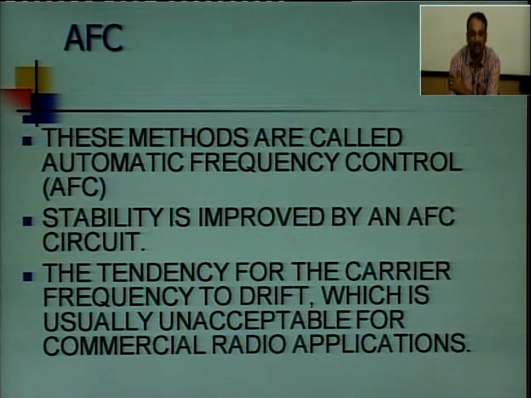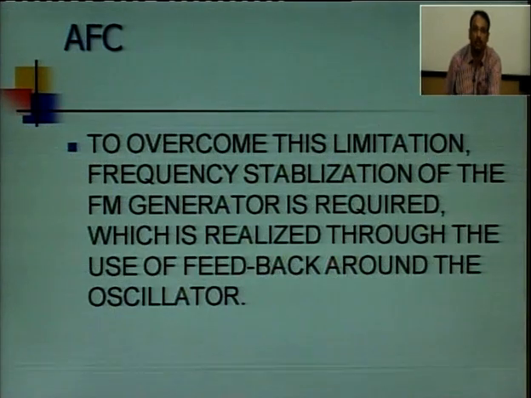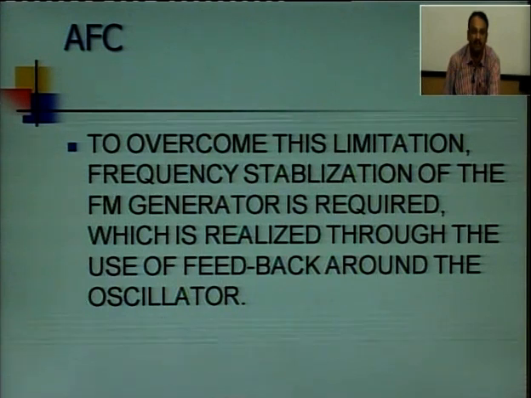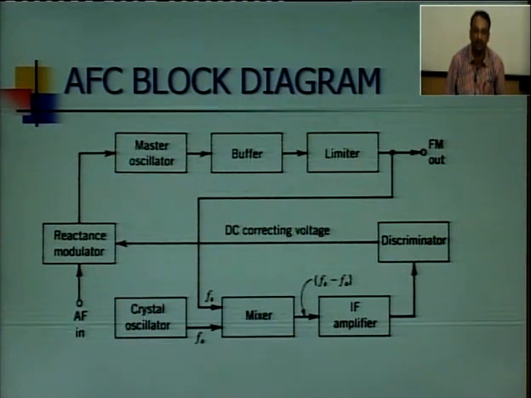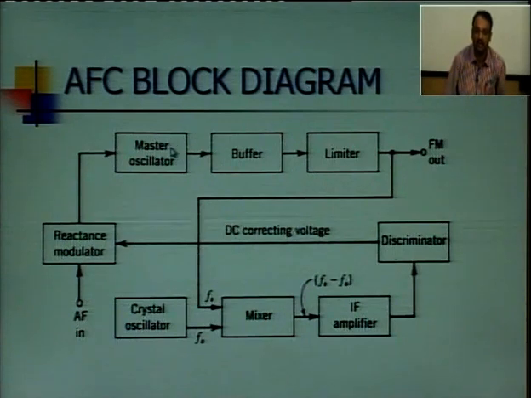There is a tendency for the carrier frequency to drift, which is usually unacceptable for commercial radio applications. To overcome this limitation, frequency stabilization of the FM generator is required, which is realized through a feedback network. This is a diagram of AFC, automatic frequency control. Here we use a feedback system. First of all, a reactance modulator is applied across an LC oscillator, then a buffer, then an amplitude limiter, and we get an FM output.